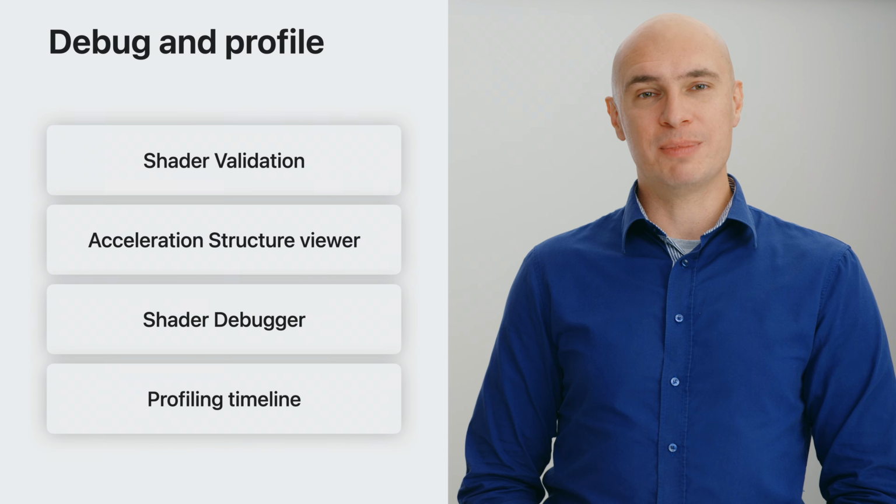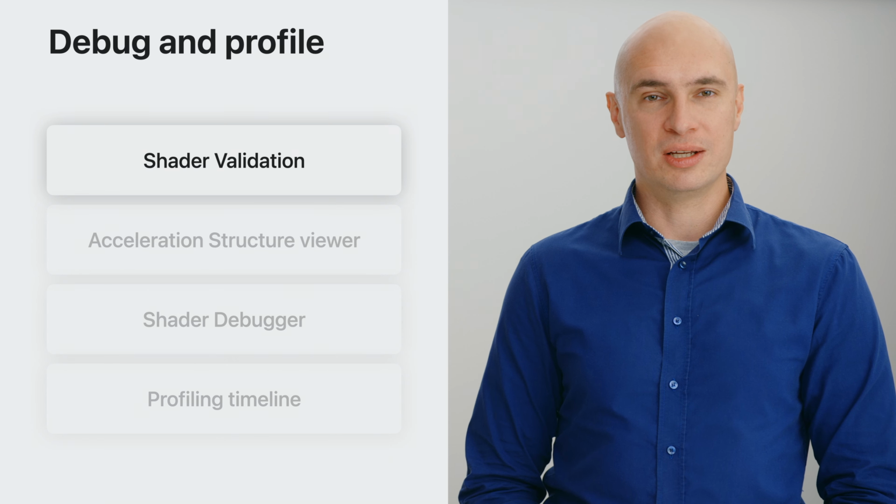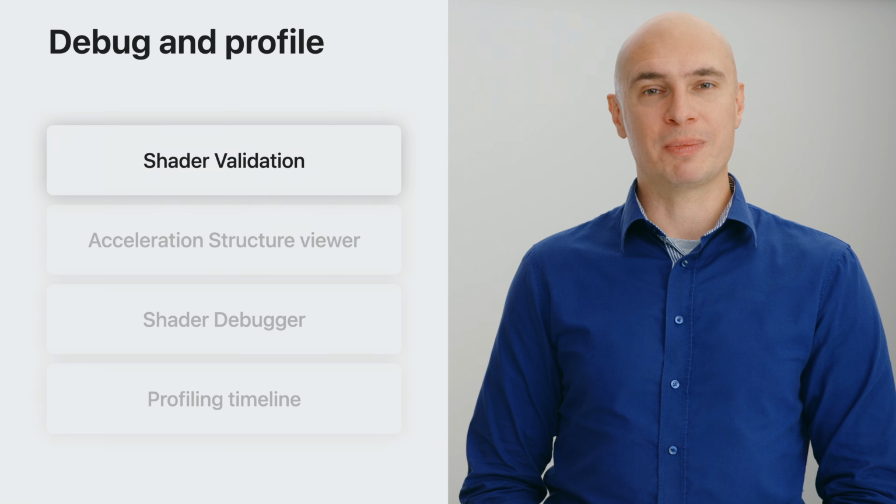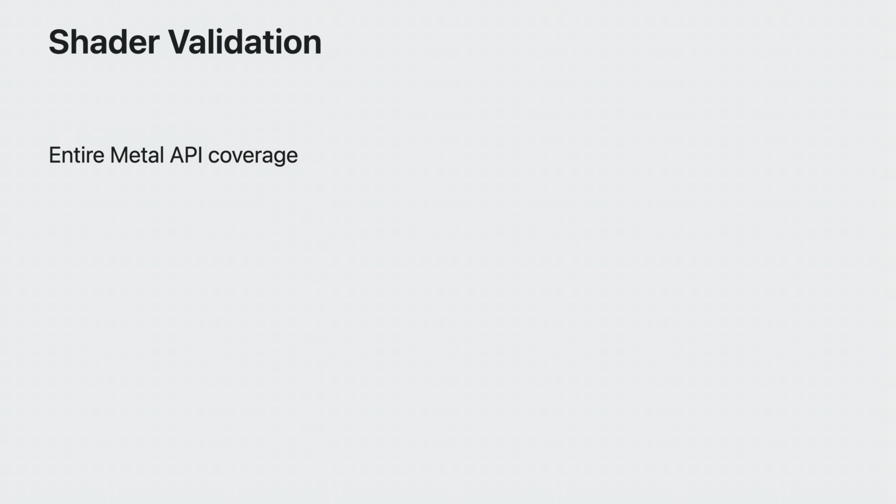One of the tools at your disposal when dealing with difficult-to-debug problems is shader validation. It performs runtime checks in your shaders and catches issues which might lead to crashes or corruptions. Shader validation now covers all of the Metal API, including the latest ray tracing features. In addition, shader validation has greatly reduced impact on the shader compilation time. This is extremely helpful when you are working with long and complex shaders, like those commonly found in ray tracing applications.